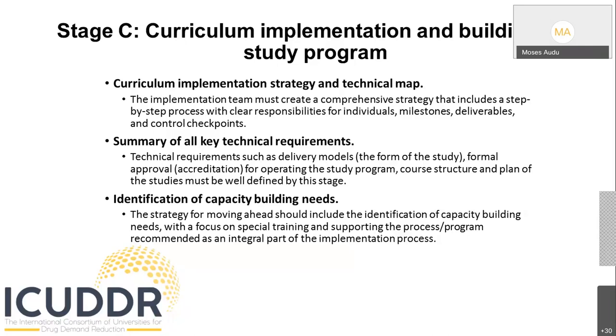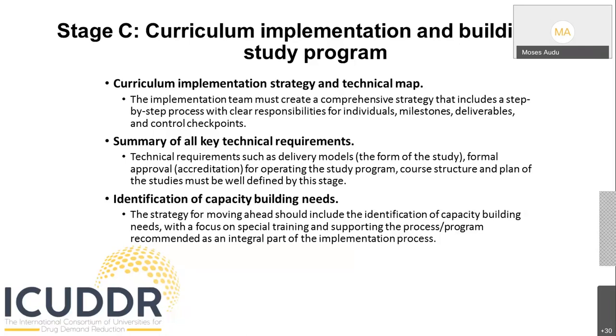And identification of capacity building needs. The strategy for moving ahead should include the identification of capacity building needs with a focus on special training and supporting the process or the program recommended as an integral part of the implementation process. So you have to build all this into it. You have to consult many other curricula in various institutions, various disciplines, and then see how you come together. So a lot of work and effort goes into this before you actually come out with it.